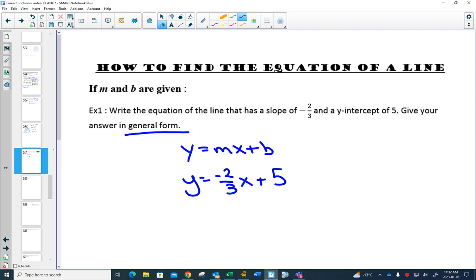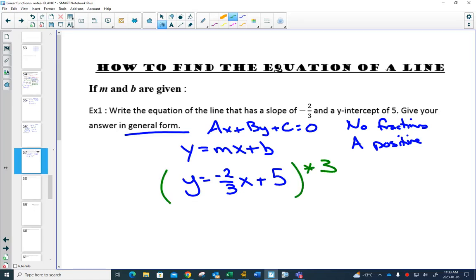And so this wants the answer in general form, which is ax plus by plus c equals 0 with no fractions, and a being positive. So does our equation have fractions? Yes. We have to get rid of those fractions. How would you get rid of the fraction? Multiply everything by 3. Y times 3, 3y. Here, this is where the fraction was. That fraction will just go away because multiplying by 3 and dividing by 3 cancel each other out. And 5 times 3 is plus 15.